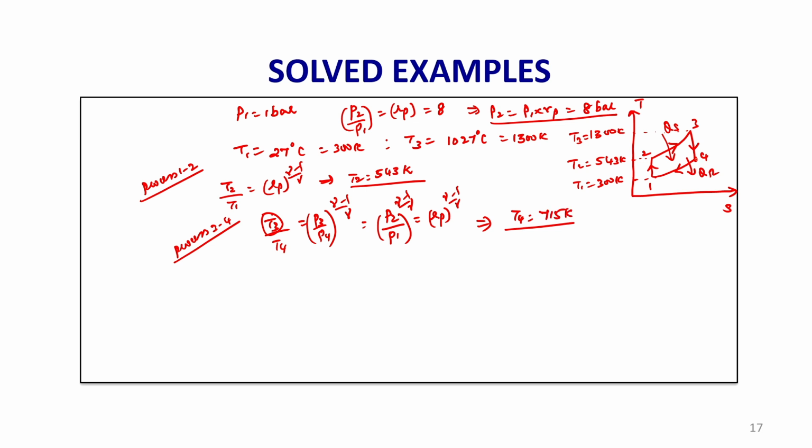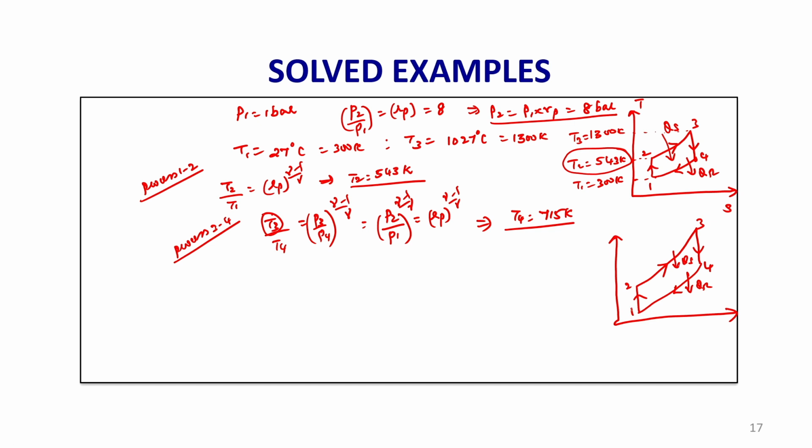If you see point 4, when we initially marked it, it was slightly lower, but when we draw the actual diagram, it should be above point 2 because T2 is 543 and T4 should be above. So, let me redraw this diagram: 1 to 2, 2 to 3, 3 to 4, 4 to 1. This is 4, this is 3. QS, QR.